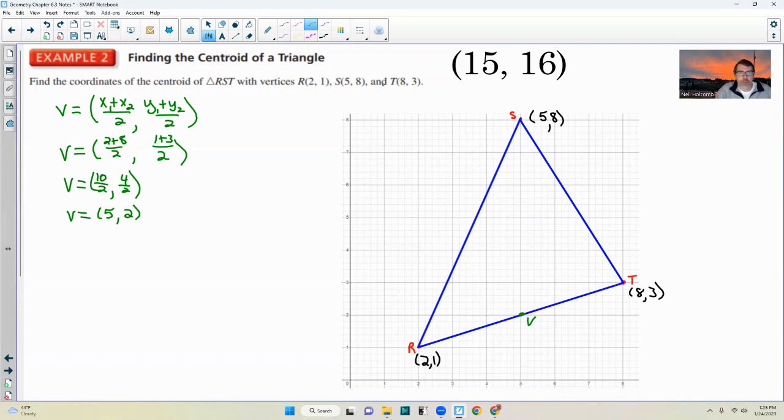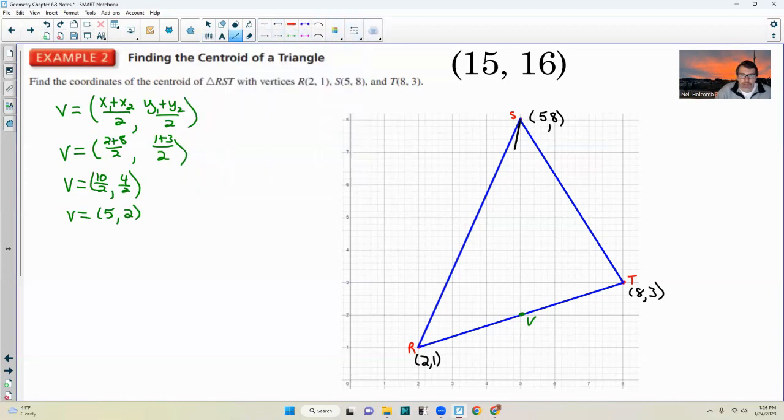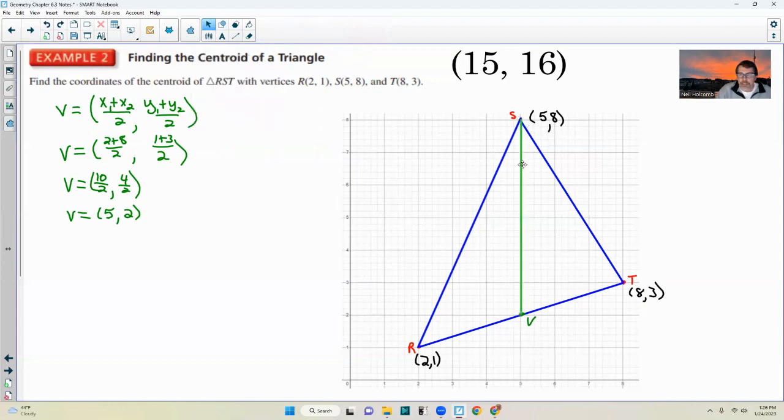Graph the triangle with the given points. Find the midpoint of this side by doing the midpoint formula on the vertices of the two endpoints of that side. So now we have, let me draw it, this line segment right here. And I wanted it green, so let me switch that. Okay. So there is our median.